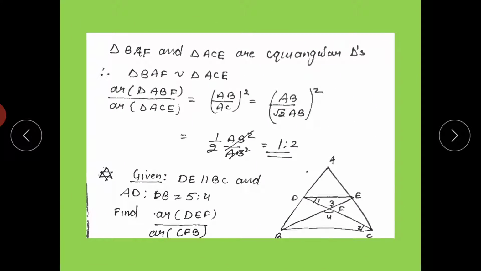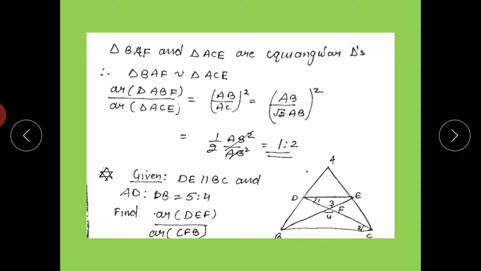So for similar equilateral triangles, the ratio of the areas is equal to the ratio of the squares of their sides. AB is the side of the square and AC is the diagonal. The diagonal of a square is root 2 times the side. So AB upon AC is equal to AB upon root 2 times AB. AB cancels out with AB. What is left? 1 by root 2, whole square, that is 1 squared is 1 and root 2 squared is 2. So 1 by 2 is the ratio, which is the answer.